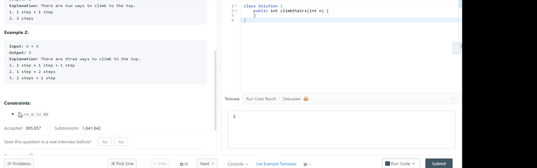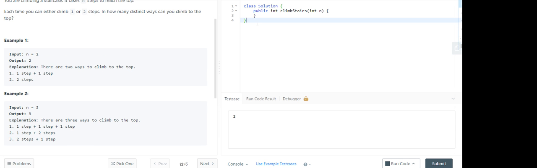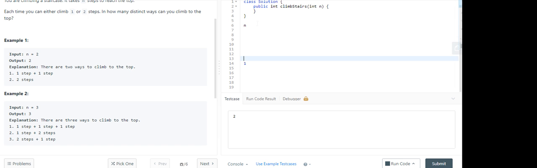Now the constraints. N is greater than or equal to 1 and less than or equal to 45. Okay, so now how can we formulate the solution for this? Let's say our destination is n, and you are starting from the first stair. At some point in time, you will be at the ith stair. Since we are starting from 1, we know that it's going to be 1 step, because you cannot be taking 2 steps at a time. Now if you consider 2, you will be taking either 1 step, jumping 1 plus 1, or you'll be jumping 2 steps at a time. So 2 different ways.